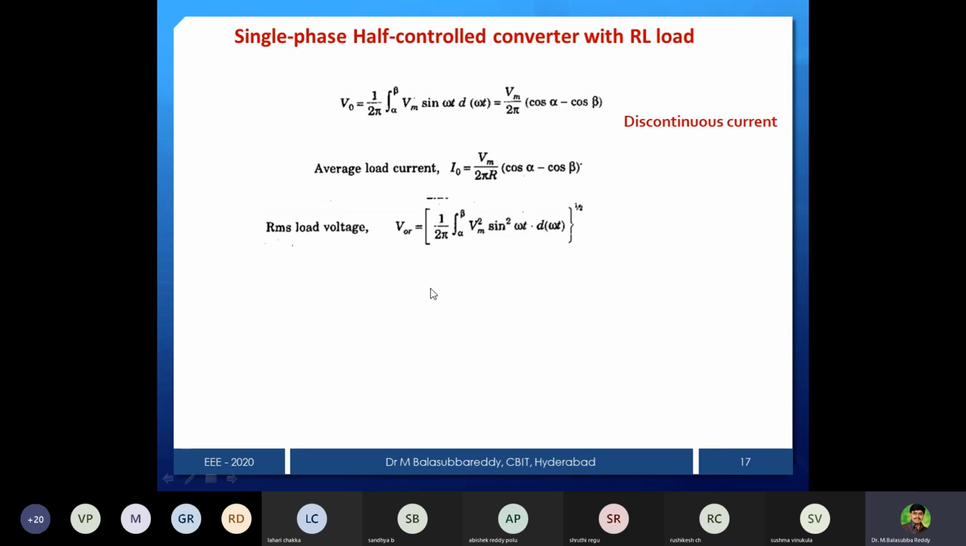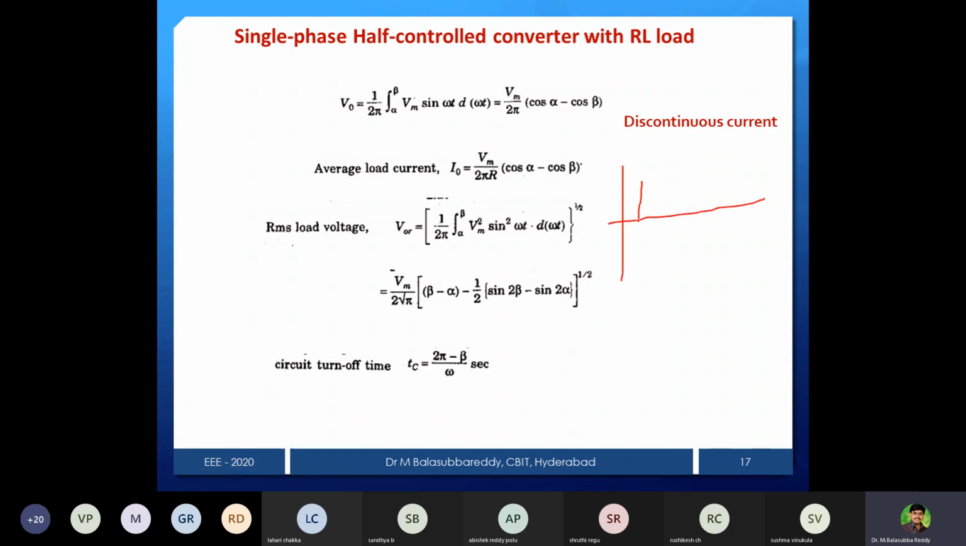Then you can see the circuit turn off time. As usual, omega t is equal to 2 pi minus beta, because we are getting this based on the waveform. The conduction starts at alpha, goes up to beta, and then the current will be 0. If we consider up to 2 pi, I want to know at what instant the current is going to be 0. Omega t is equal to 2 pi minus beta. At this point the current is going to be 0, so the current waveform looks like this. Then what is the turn off time?